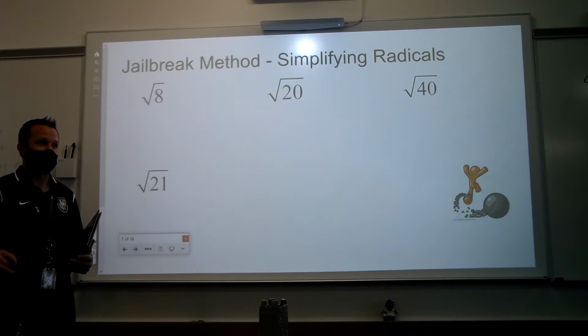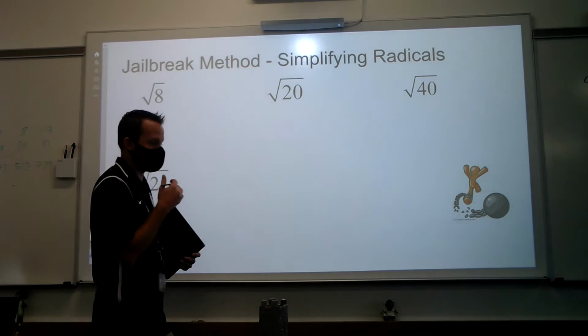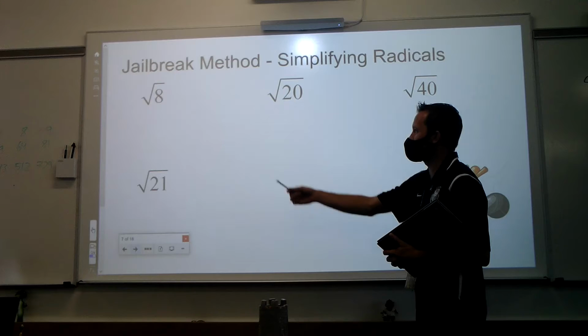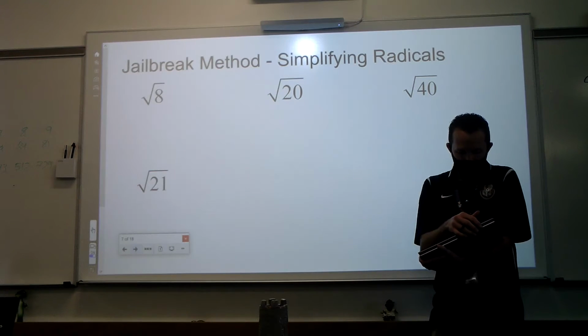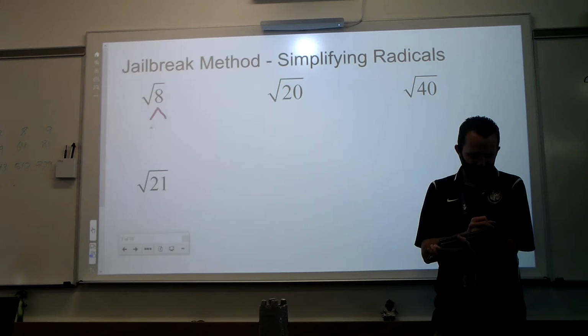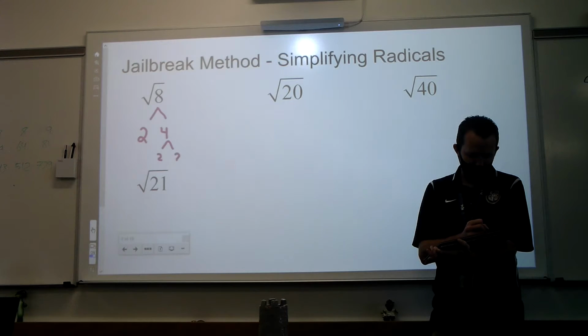So, yeah, one has to sacrifice themselves for the other one, okay? So let me show you what I mean by this. Square root of 8. We're going to look at square root of 8 by breaking it down. What numbers multiply to give you 8? 2 and 4, and then I can keep breaking down 4 as 2 and 2.